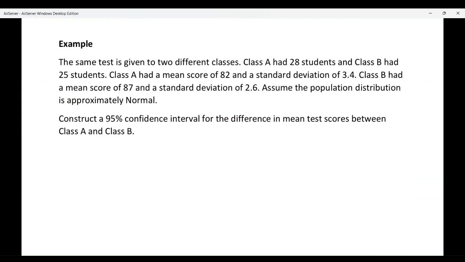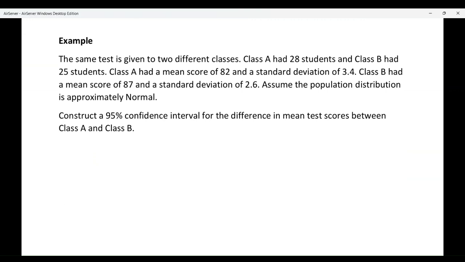All right, so the same test is given to two different classes. Class A has 28 students. Class B has 25 students. Class A had a mean score of 82 and a standard deviation of 3.4. Class B had a mean score of 87 and a standard deviation of 2.6. Assume the population distribution is approximately normal. Construct a 95% confidence interval for the difference in mean test scores between A and B.